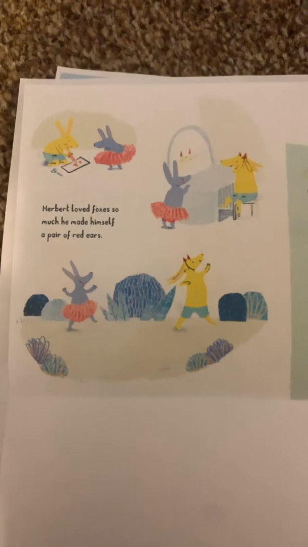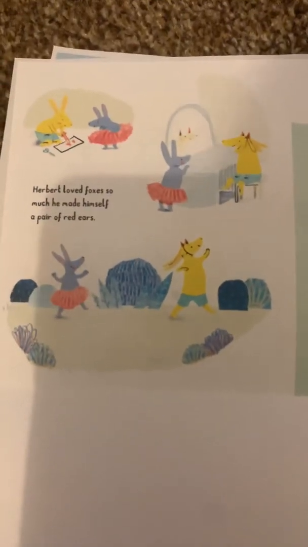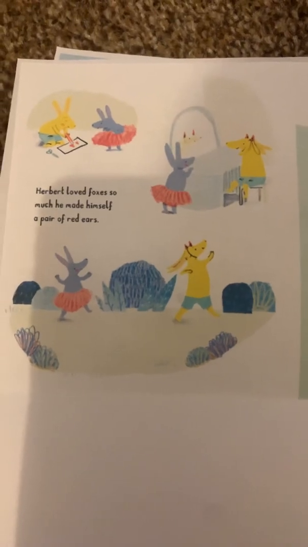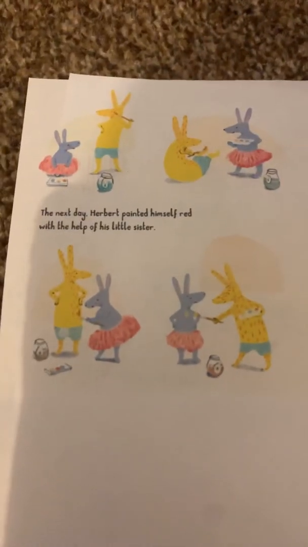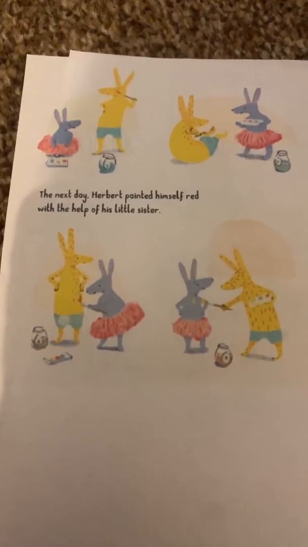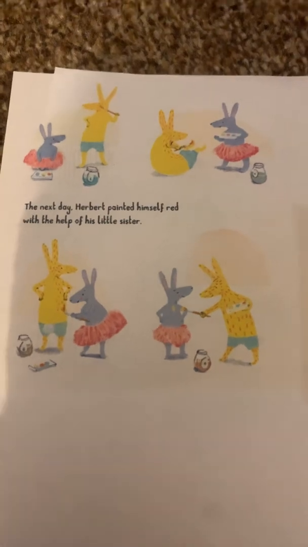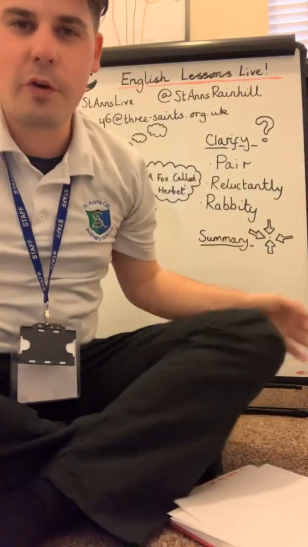Herbert loves foxes so much he made himself a pair of red ears. So one thing he did to make himself look more like a fox was he made himself some fox ears. And then, I kind of gave the answer to you a second ago, didn't I? The other thing he did was he painted himself red because that's the colour of a fox. So those are two things he did to make himself look more like a fox.